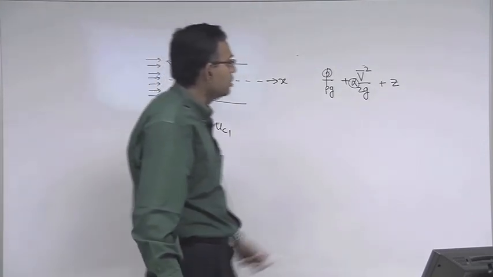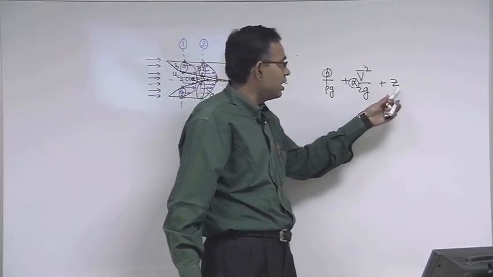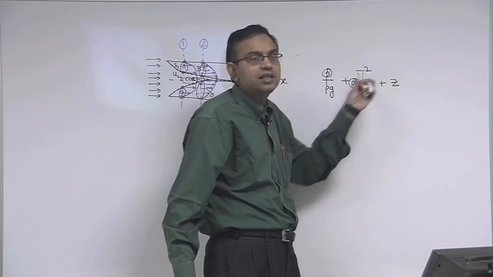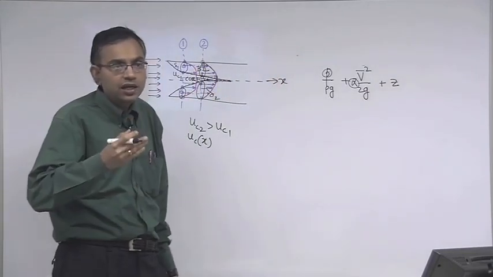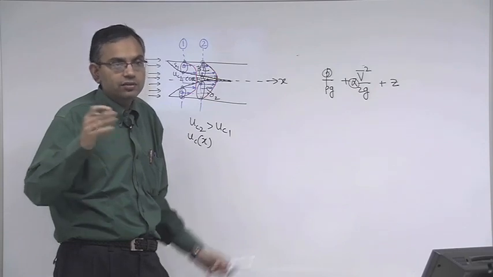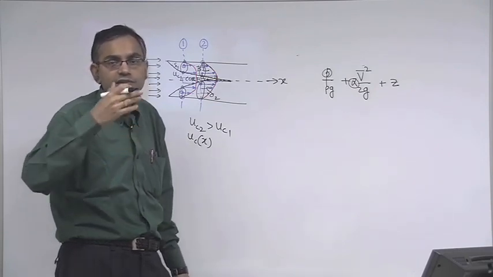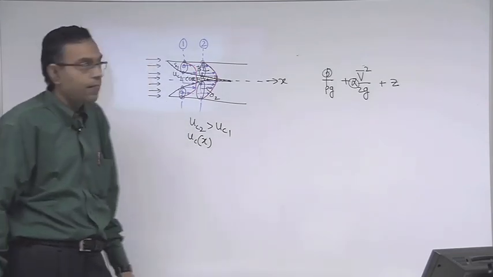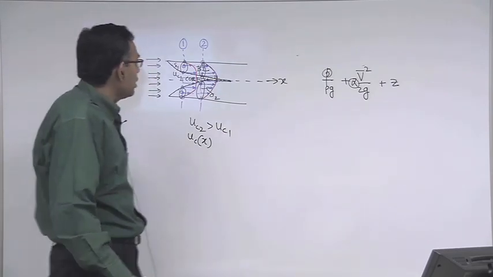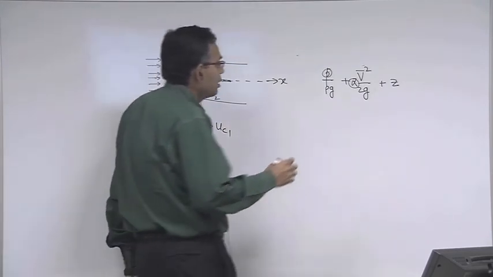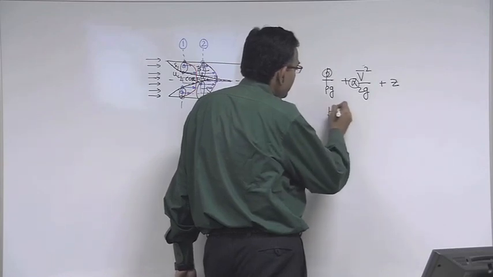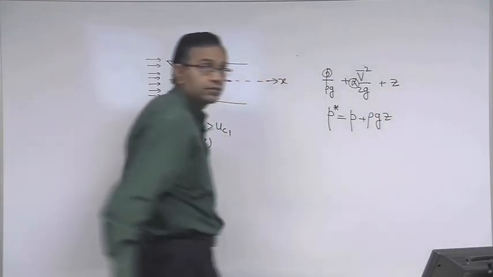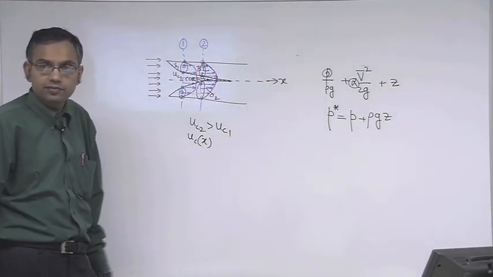And this is the potential energy head. So the sum total of these three is the energy, mechanical energy rather, not total energy, the mechanical energy transferred by the flow as the fluid is moving from section 1 to section 2. Now, you can define something which is called P star is equal to P plus rho g z. This is called piezometric pressure.